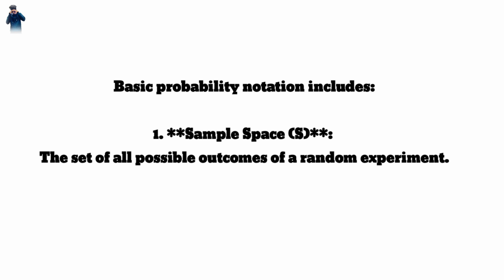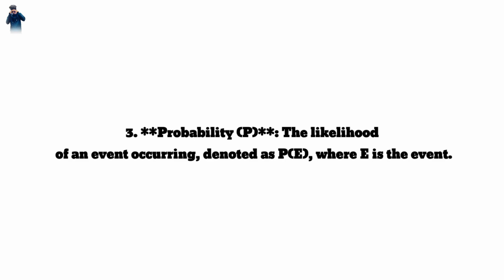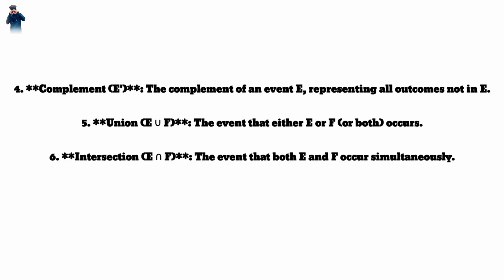Basic probability notation includes: 1. Sample space is the set of all possible outcomes of a random experiment. 2. Event is a subset of the sample space, representing one or more outcomes of interest. 3. Probability is the likelihood of an event occurring, denoted as P(E), where E is the event. 4. Complement is the complement of an event E, representing all outcomes not in E.